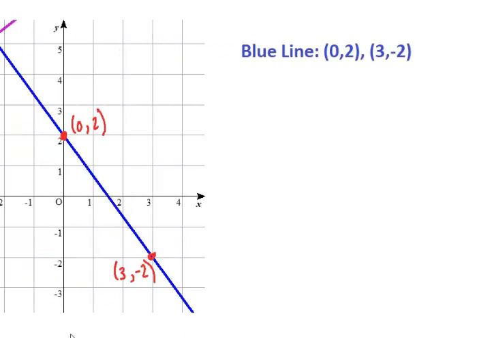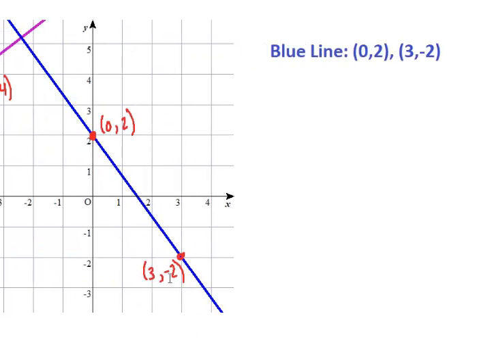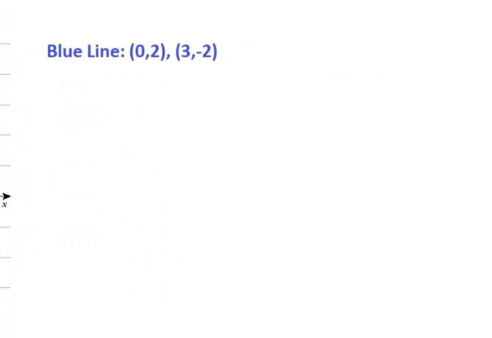First, the blue line. What do we know about the blue line? Well, as I showed before, the blue line passes by 0, 2, and 3, -2. Those were the points of the blue line. We can check that it is actually 0, 2, and 3, -2. So those are the 2 points of the blue line. With those points, I can find M. So I'm going to find M.